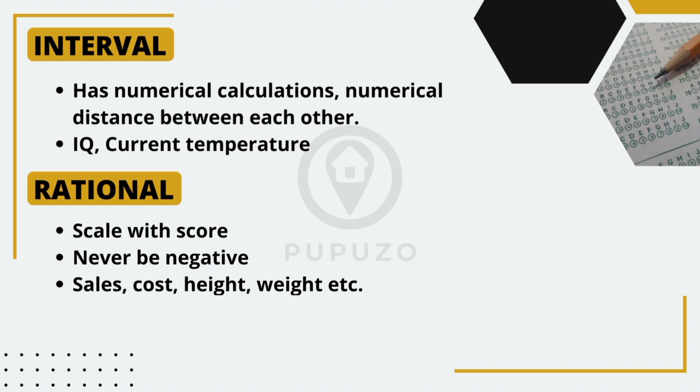In conclusion, understanding the scales of measurement is vital for proper data analysis and interpretation. The nominal scale represents categories without numerical differences, the ordinal scale incorporates an order or ranking, the interval scale allows for numerical calculations and equal intervals, and the ratio scale adds a true 0 point to the measurement. By recognizing the scale of measurement, researchers can apply appropriate statistical techniques and draw valid conclusions from their data.